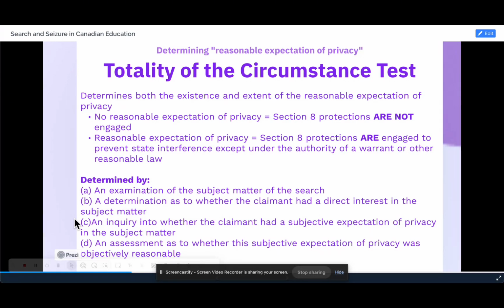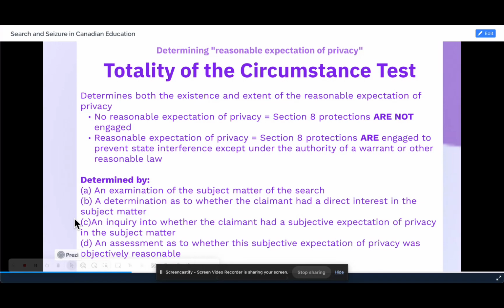So you have a high level of reasonable expectation in your home, in regard to your body or your cell phone. You have a moderate level in regard to school lockers, and you have no expectation if you just happen to forget your backpack in a public space. Everyone has access to it, so there's no reasonable expectation of privacy.